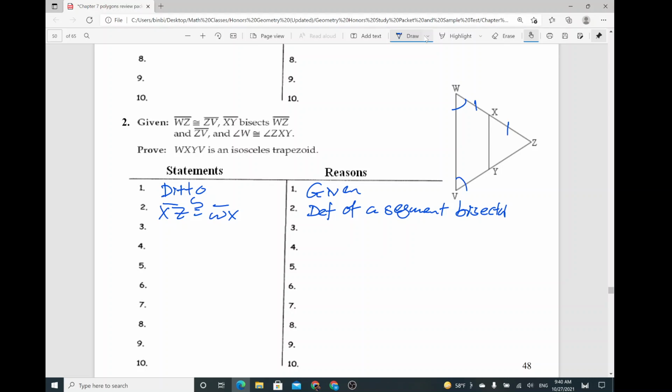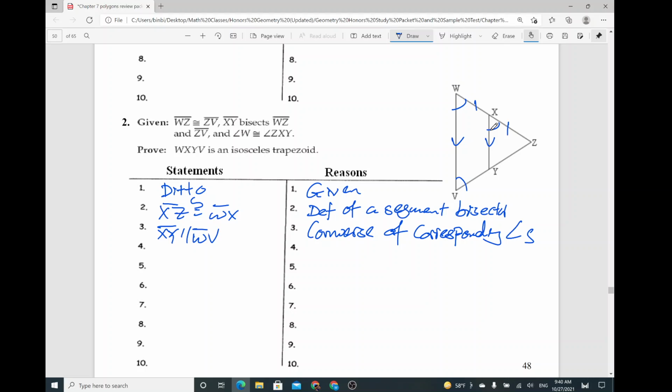And then another thing that we can state here, angle W is congruent to angle ZXY. If these two angles are congruent, that means segment XY is parallel to segment WV. So this one is by the converse of corresponding angles. Okay, so now we're just proving that these two lines are parallel.